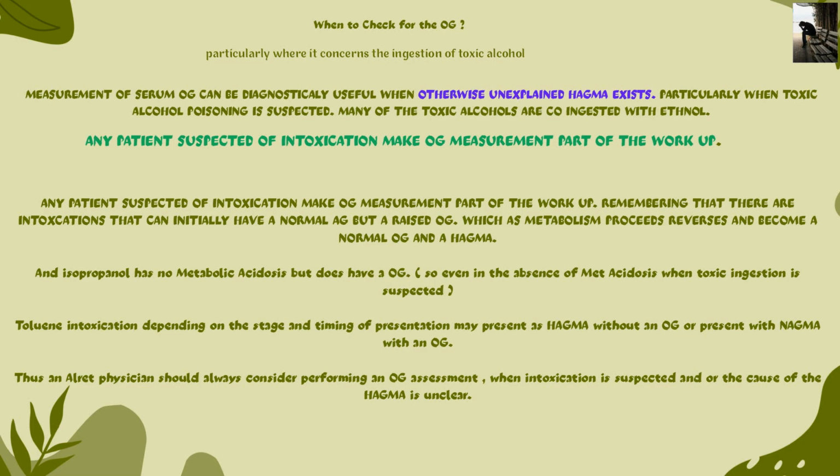Similarly, if you've got a patient who's unwell, drowsy, and you don't know the cause, you suspect there could be a toxic etiology, then do an osmolar gap. And whether the patient's got a metabolic acidosis or not, whether the patient's got an anion gap or not, whether that's HAGMA or not, if you suspect a toxic alcohol being involved in this patient's low GCS or drowsiness, please proceed to do an osmolar gap.